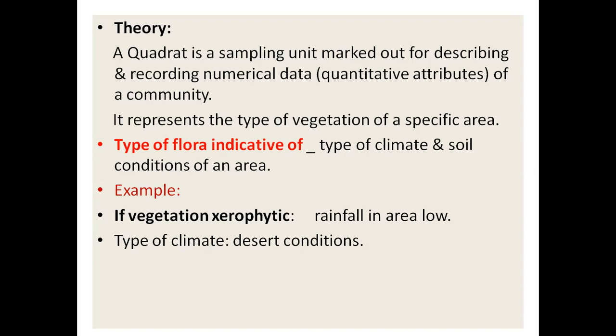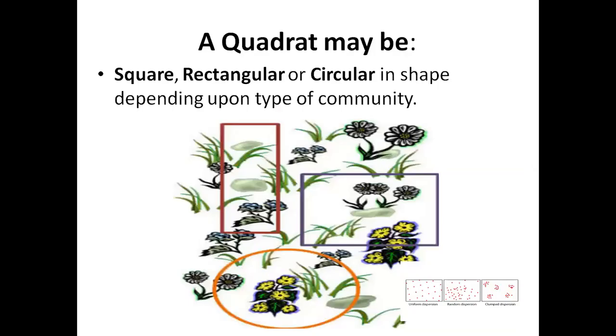For example, if the vegetation is xerophytic, we know that there is less rainfall in that area and the climate is desert conditions, because xerophytic plants are found in xerophytic conditions. So the type of climate there would be desert condition. A quadrat may be square, rectangular, circular, or of any shape, depending upon the type of community you are studying.